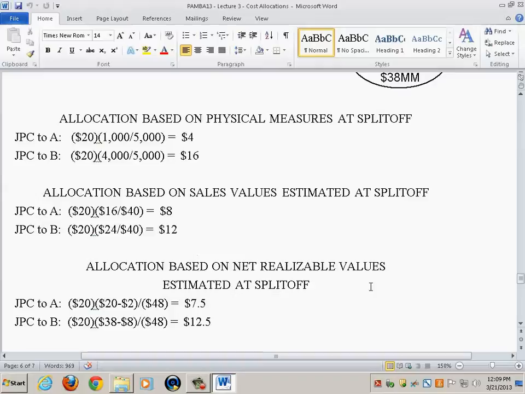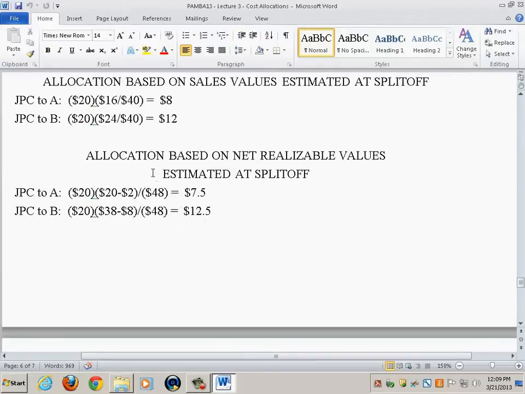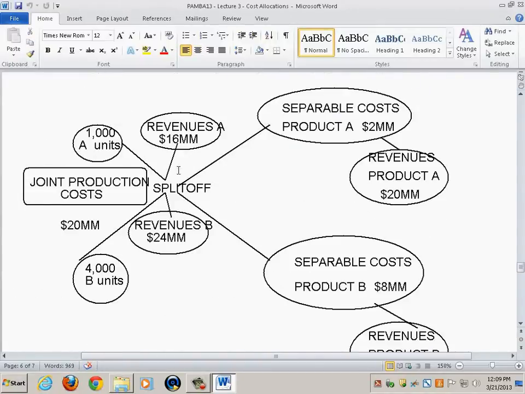Now the third method is to allocate the 20 million joint costs based on the net realizable value estimated at split off. So let's define what we mean by net realizable value. At split off, we reason as follows. If we take the units into completion, what will be the net realizable value? And we sell them as finished products.